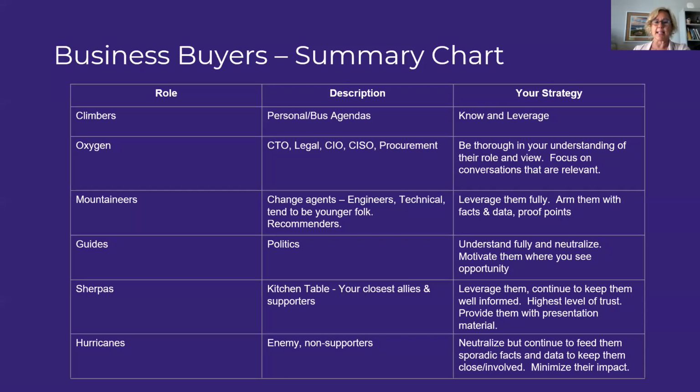Mountaineers, you want to arm them with facts and data and proof points. They're the change agents. They're going to support you for sure, because they understand technology, particularly the engineers, the users, the technical team. They're the ones that'll be recommenders in your solution. The guides, you want to know the politics of an organization, map it out, informal and formal, understand that fully, and try to neutralize the ones that you are certain are not going to support your solution, and motivate them when you see an opportunity. Sherpas, again, closest allies, give them presentations to give to their senior executives so that they don't have to do all the work. And hurricanes, neutralize them, but feed them information and be nice.